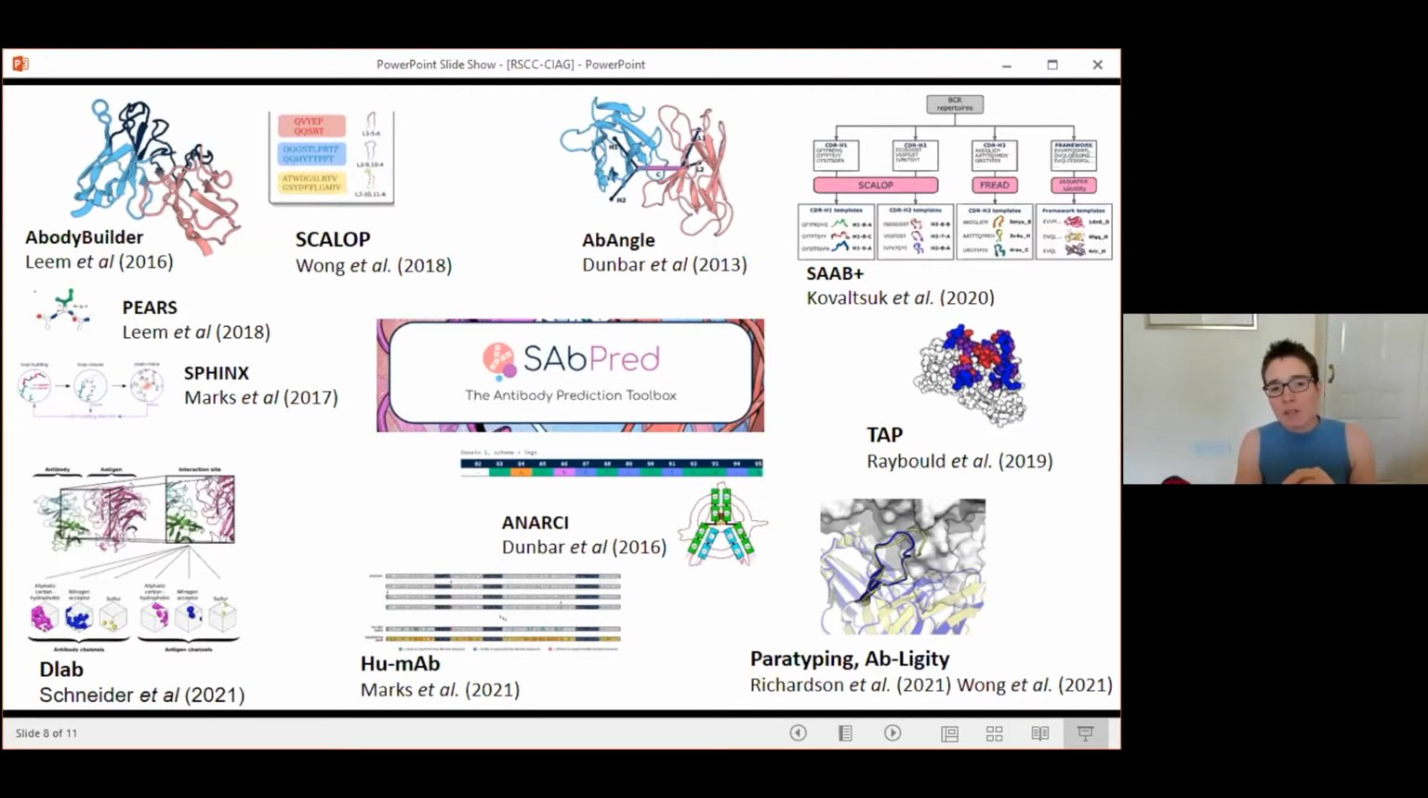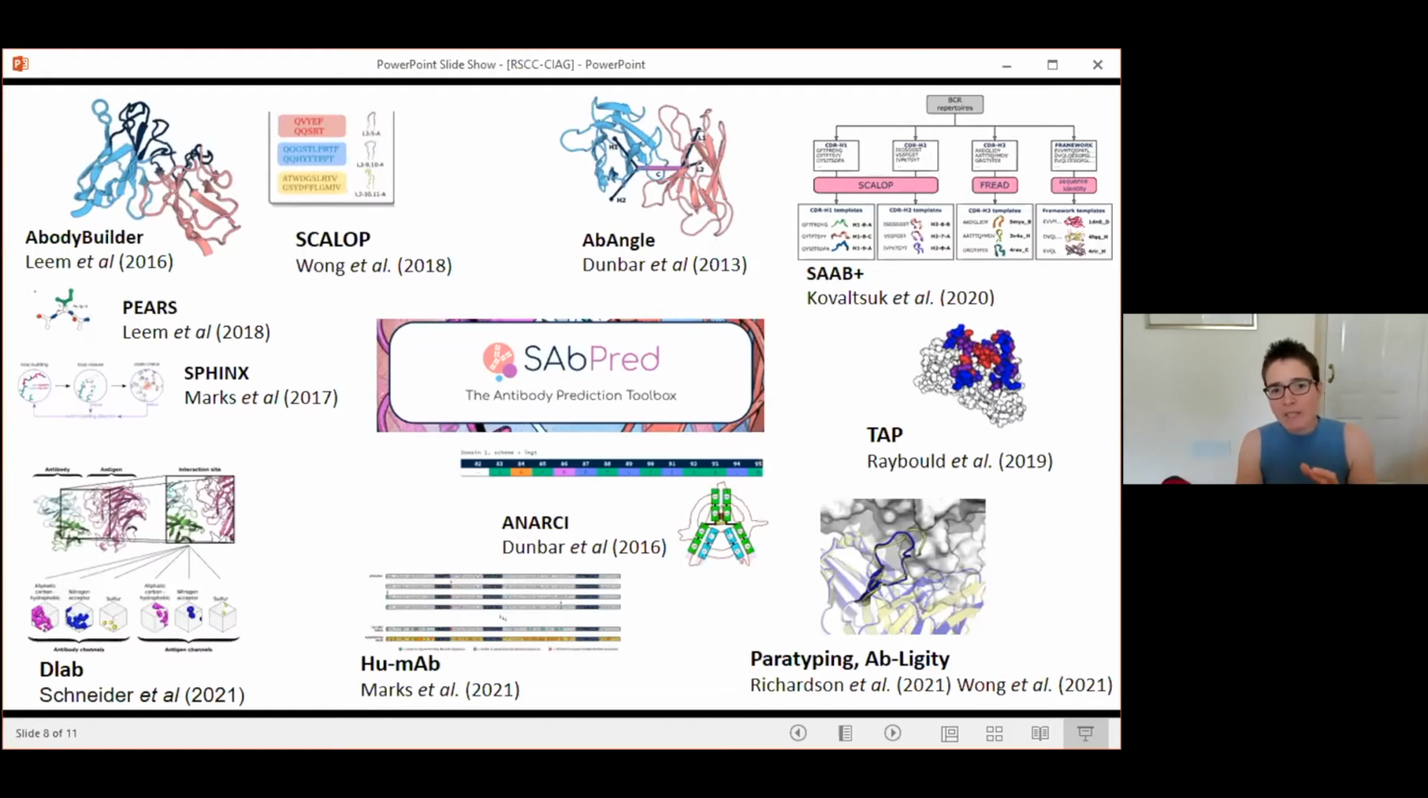Anarchy. This is one of our programs that won an award for one of the worst names you can give a program. I happen to like this name quite a lot. It's a numbering program. So Fergus and Matt will talk a little bit about how having numbers on antibodies is a really useful way of being able to describe them. So it's really a tool for describing your antibody and allowing you to do consistent analysis.